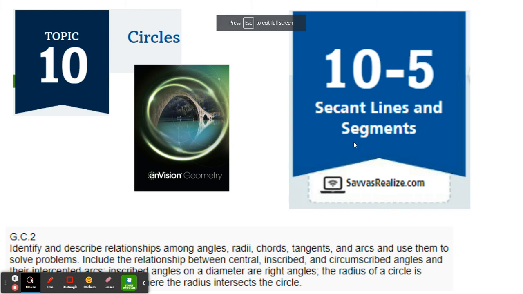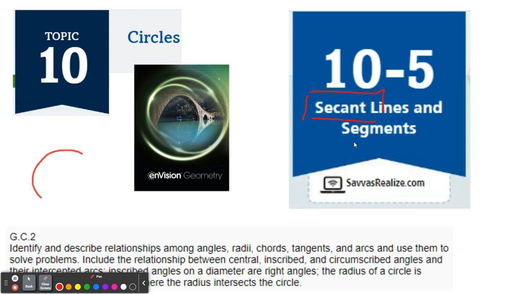Hello, geometry. Welcome to lesson 10.5 on secant lines and segments. We've talked a lot about circles in topic 10, so this is going to end our discussion on topic 10. We're going to introduce one more type of line called a secant, and in this lesson we're going to talk about different angles and segments formed in circles and how they interact with each other, and how we find their measures and lengths. First off, let's do a little review real fast.